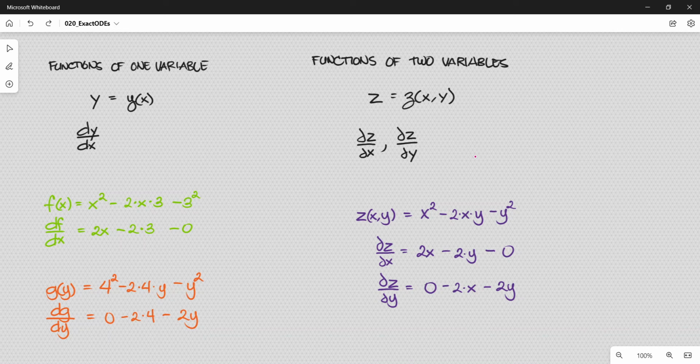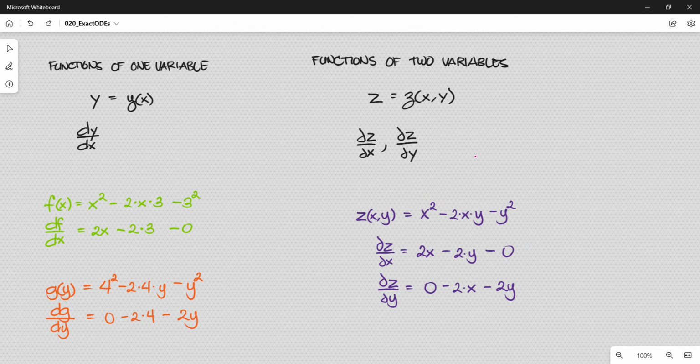Okay, review muna tayo ng partial derivatives. For functions of one variable, katulad nitong y na function ng x, pwede natin kunin yung derivative ng y with respect to x. Depende na kung bakit natin kukunin. Hindi ko alam bakit natin kukunin, pero pwede natin kunin.